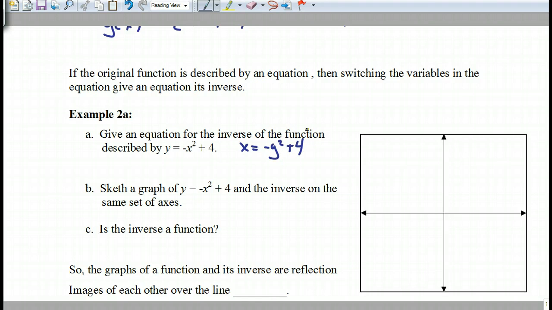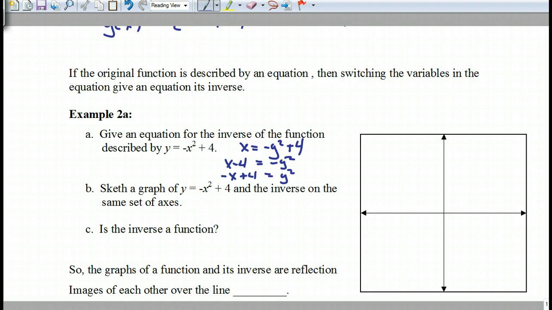Okay? We don't want to leave it in -y squared plus 4. We need to solve for y. Okay, so how do I get y squared by itself? Yep, subtract 4 from each side, so we have x minus 4 equals -y squared. Yeah, we will in just a minute, but what do I do with this negative? Yep, so it'll be -x plus 4 equals y squared.